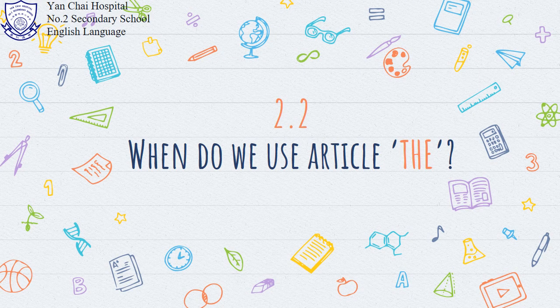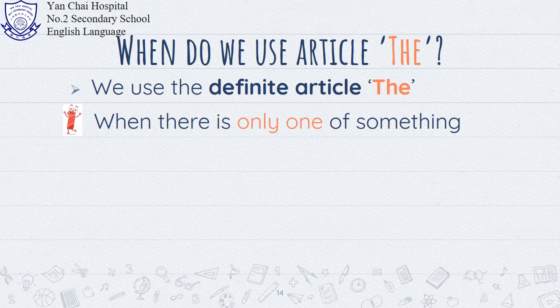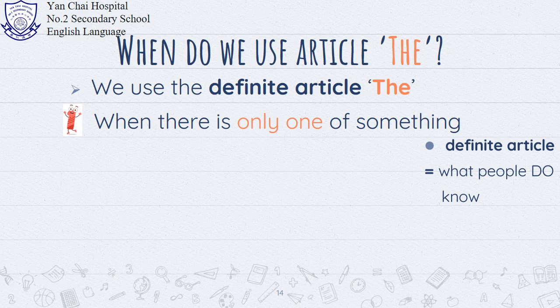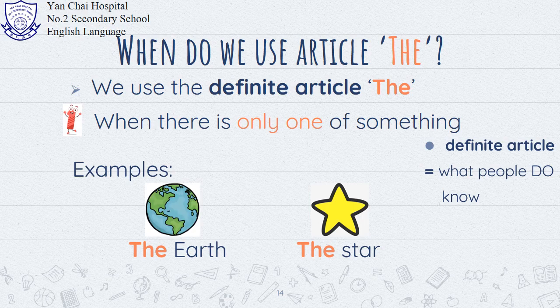Part 2.2. When do we use article the? We use the definite article the when there is only one of something. Definite article means what people do know. Examples: the earth, the star.